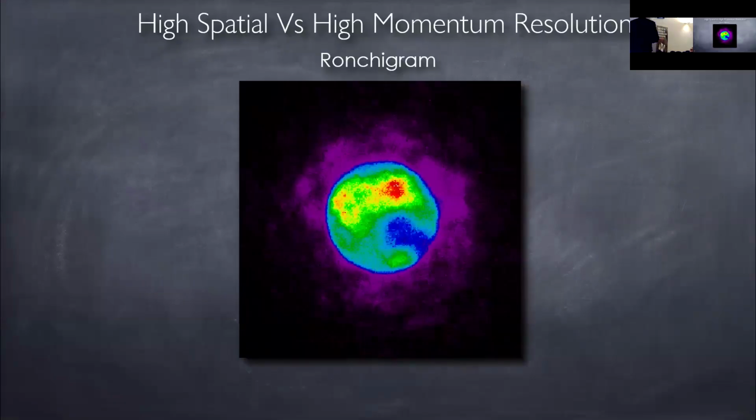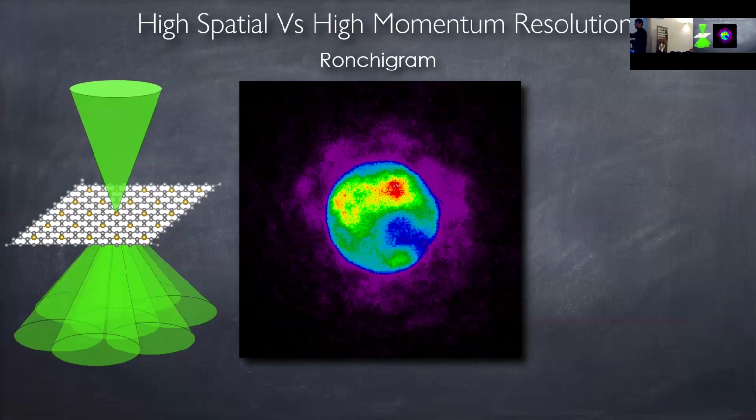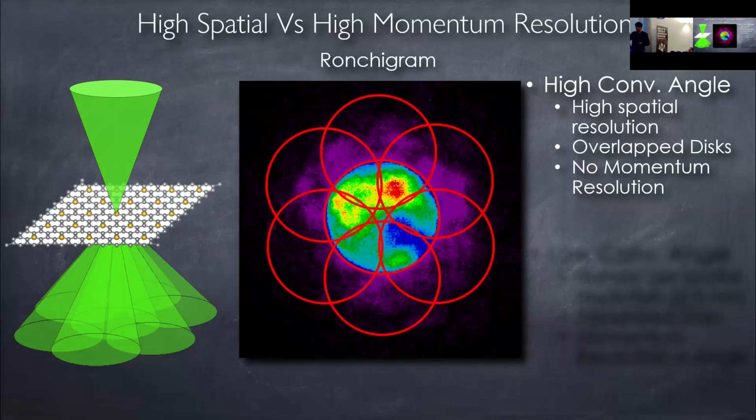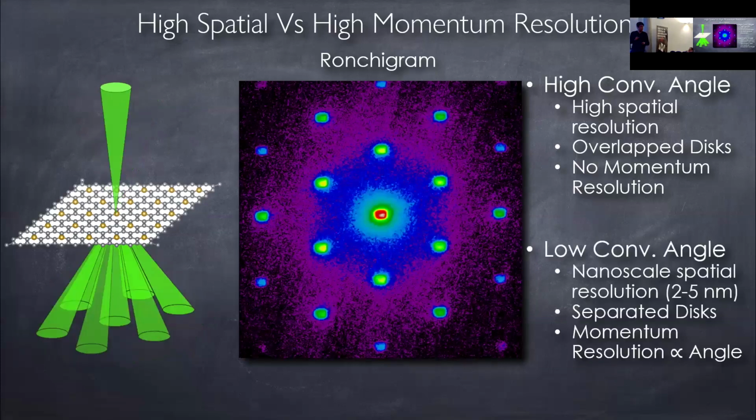So how do you do that? I want to remind you first of the difference between high spatial resolution and high momentum resolution. Here is the bronchogram with a convergence angle of about 30 milliradians. For this one, it looks like that. All these disks overlap, and you have high spatial resolution. Now, if you change the convergence angle, it looks like that. Then you don't have high spatial resolution, but you have high momentum resolution.